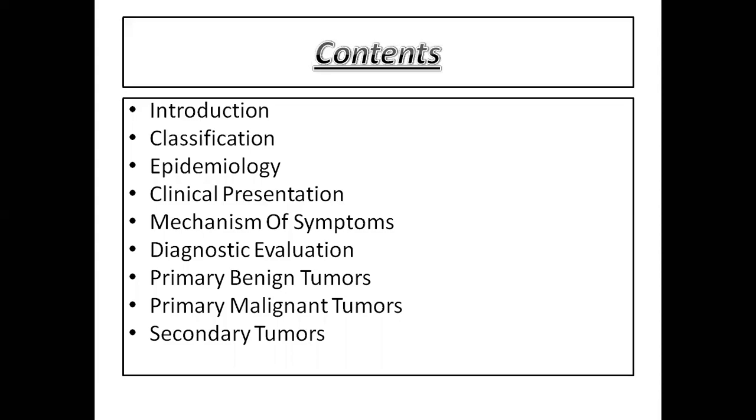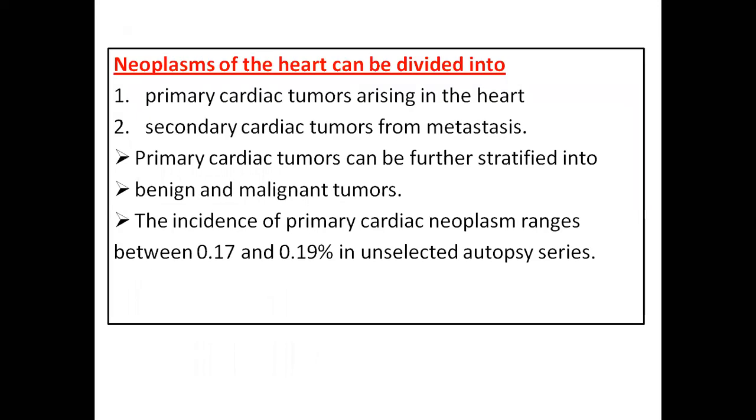Clinical presentation and the mechanism of symptoms that will lead to the obvious clinical presentation, and diagnostic evaluation. Then we'll start the classification: the primary benign tumors, the primary malignant, and lastly, the secondary tumors. So neoplasm of the heart can be divided into primary cardiac tumors arising in the heart and secondary from distal metastasis.